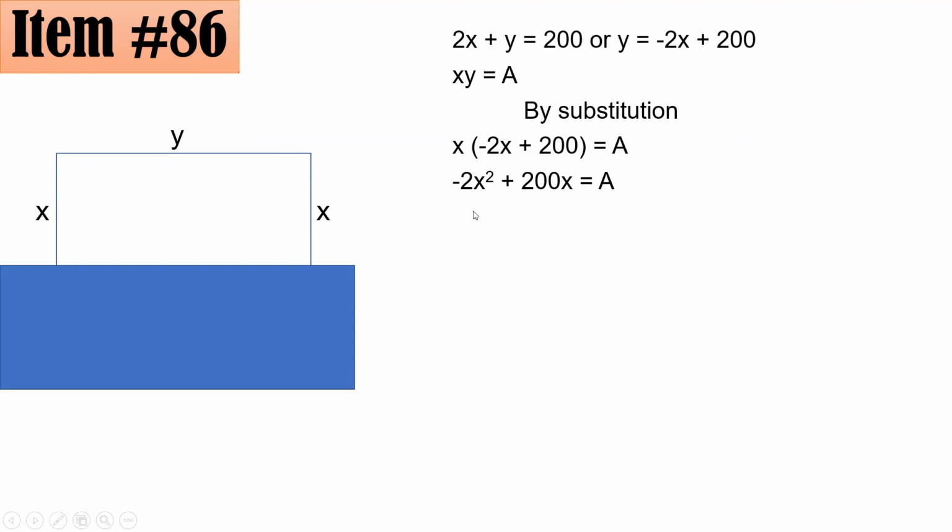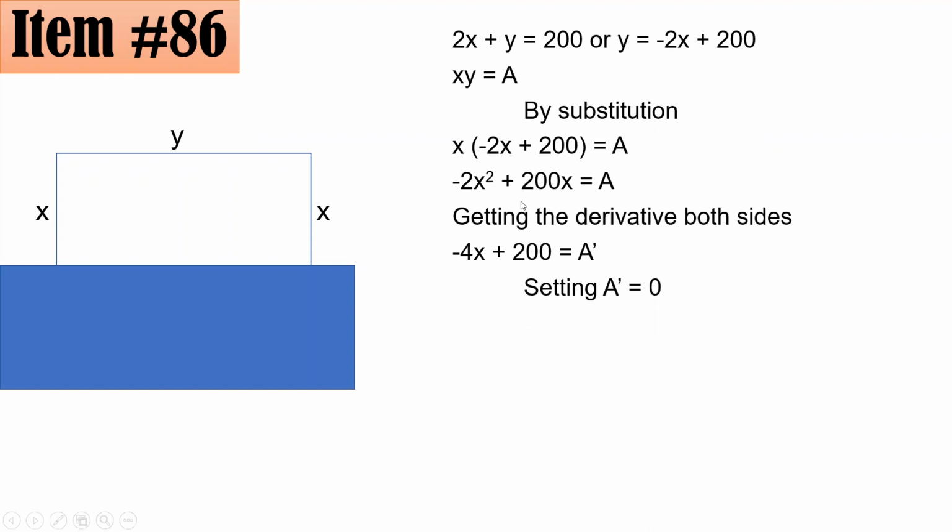Your a in terms of x na lang. Getting the derivative of both sides, the first derivative of both sides, magiging negative ito po, by power rule, magiging negative 4x po ito. Yung plus 200x ay magiging plus 200 na lang, equals the derivative of a, which is a prime. However, in this case po, we will set a prime equals 0.